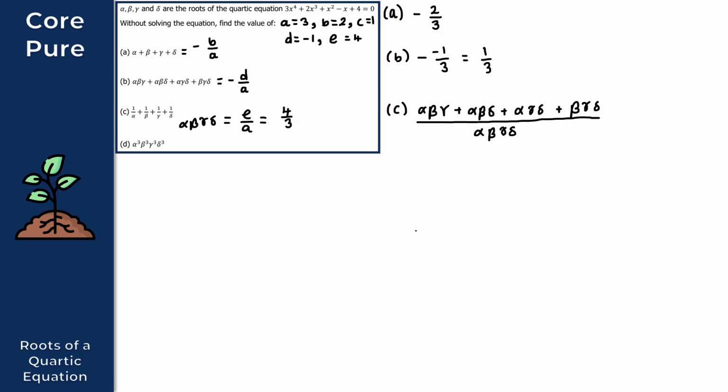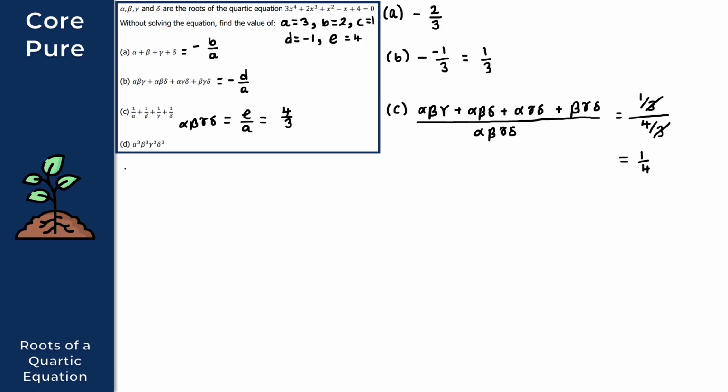Okay. We've got everything that we need. My numerator, that's part B, that's 1 over 3. And this is over alpha, beta, gamma, delta, which as we can see is 4 over 3. Well, in this case the 3's will cancel out, and we get left with 1 over 4. We get 1 over 4 for the answer to part C.